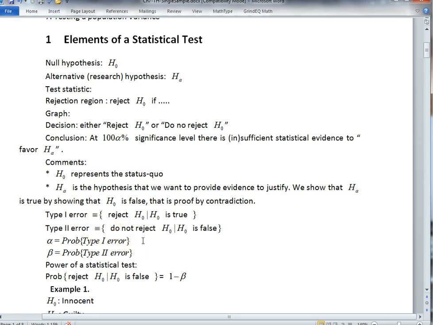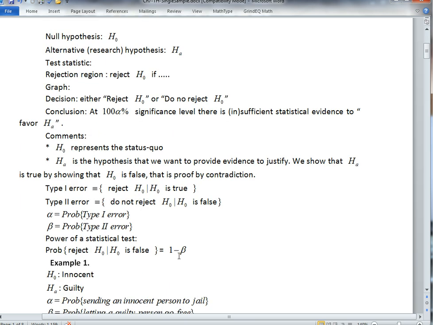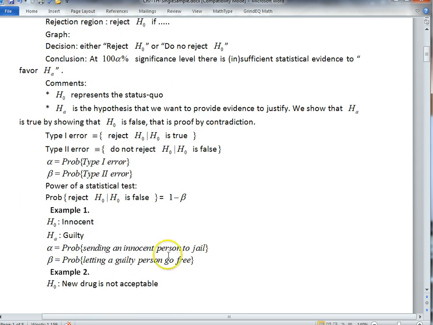So I want to illustrate that in non-statistical examples. I would just give you a sense of why we consider type 1 error to be more serious.